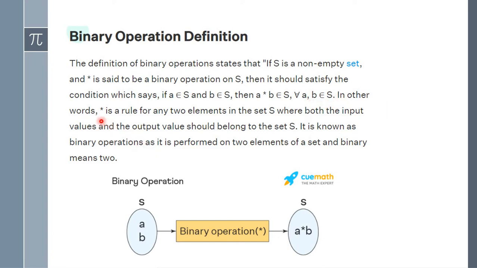In other words, star is a rule for any two elements in the set S where both the input values and the output values should belong to the set. It is known as binary operation as it is performed on two elements of a set, and binary means two. Okay, binary means two. Bi means two. So na kay A, na kay B, i-applyan mo binary operation, ang whatever result, part gihapon siya sa S. Naa gihapon siya sa S. That's binary operation.